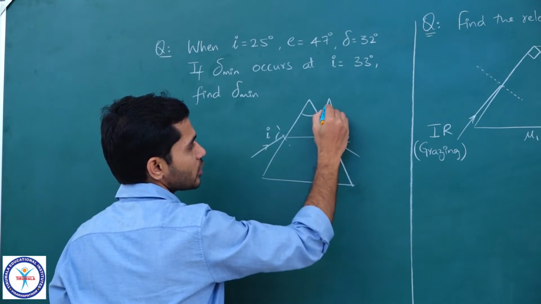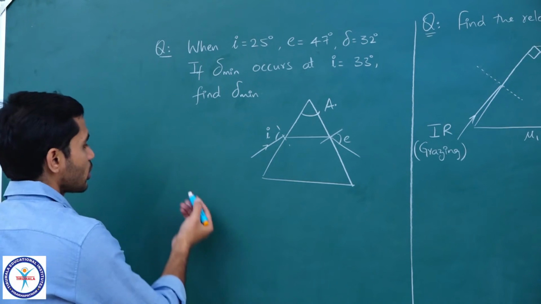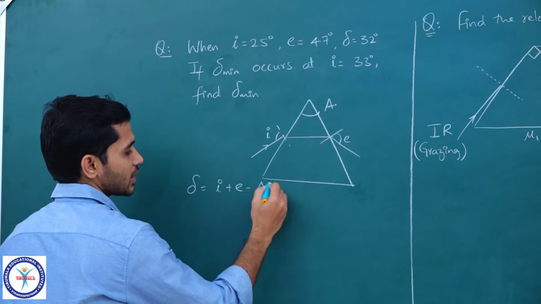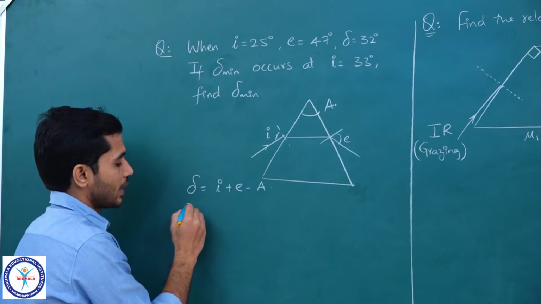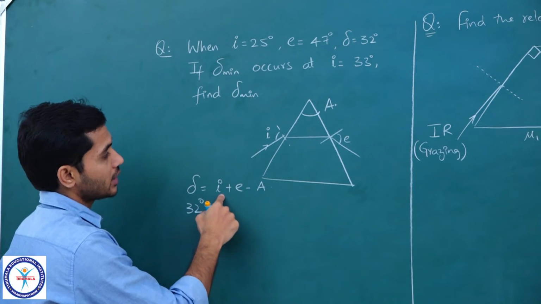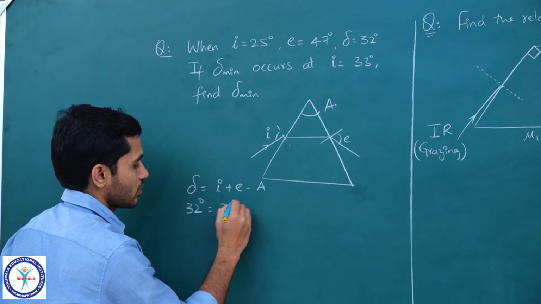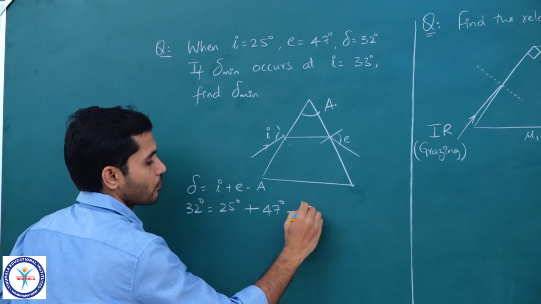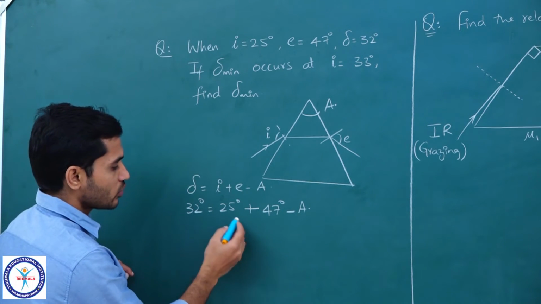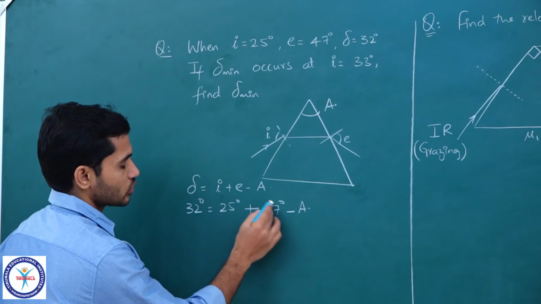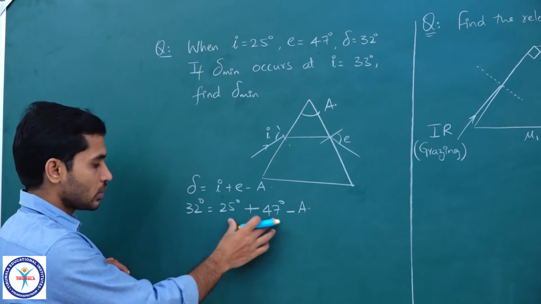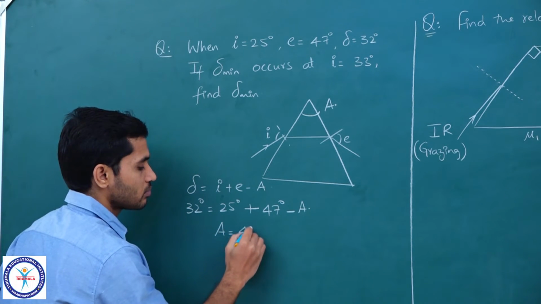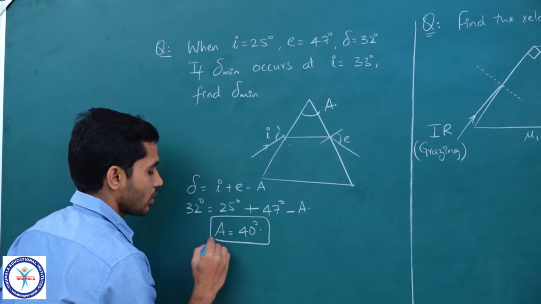So, using that information I can directly calculate the value of A. Because I know that the deviation value is nothing but I plus E minus A, correct. So, if I substitute, I would get 32 degrees is equal to I, which is 25, plus E, which is 47, minus A. Simplifying this, 25 plus 47 gives 72. So, this is 72 and this is 32. 72 minus 32 is 40. So, the angle of prism is 40 degrees, right.